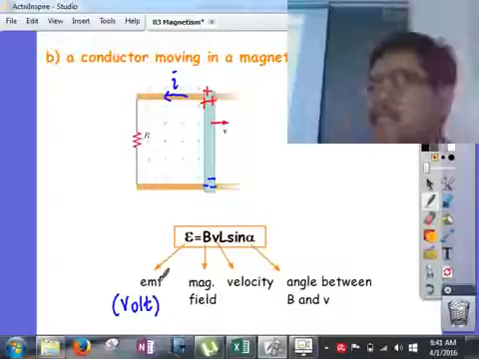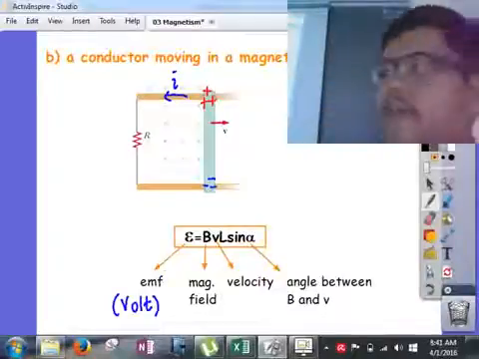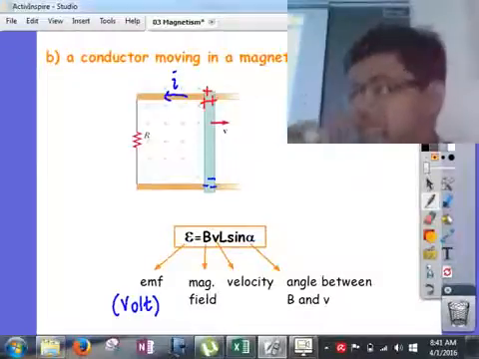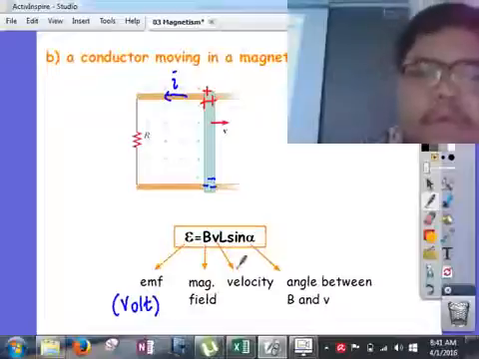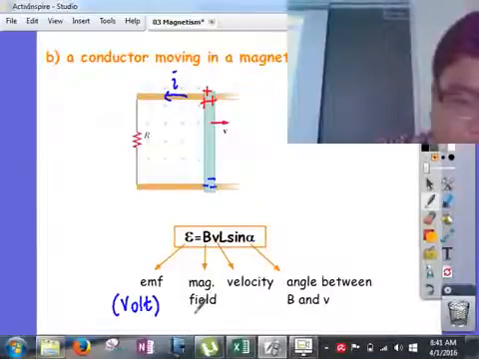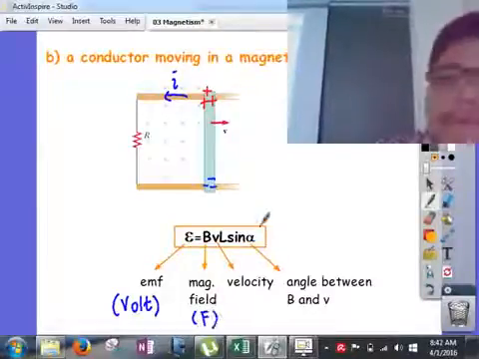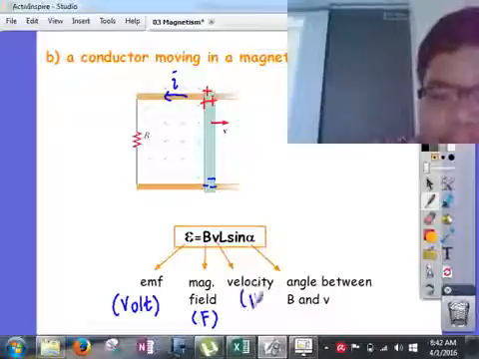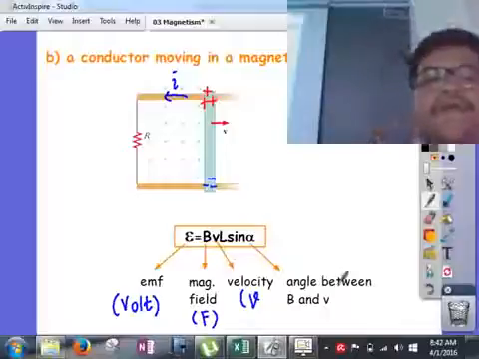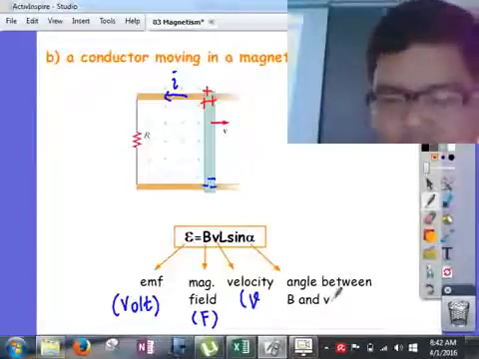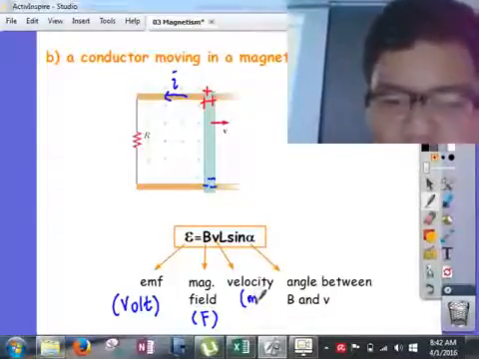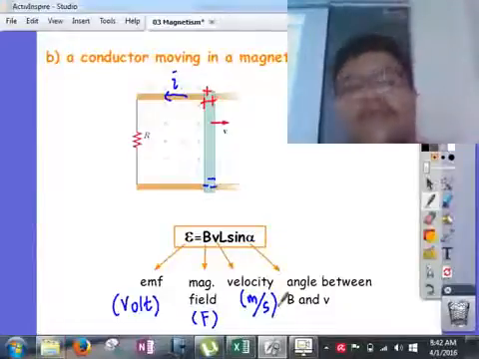So if you move this conductor inside the magnetic field, it will create a sort of battery. This EMF depends on the magnetic field B, the velocity of the conductor V, and the angle between V and B. Velocity is in meters per second. Thank you for reminding me about this.